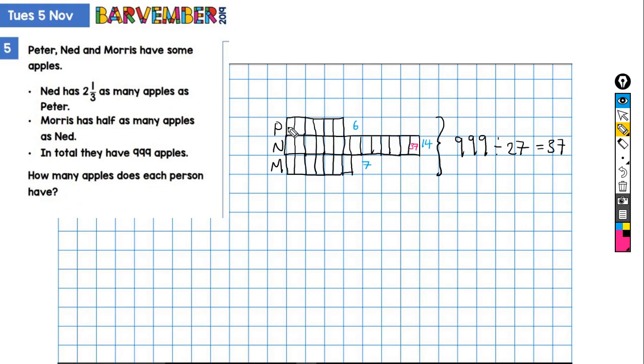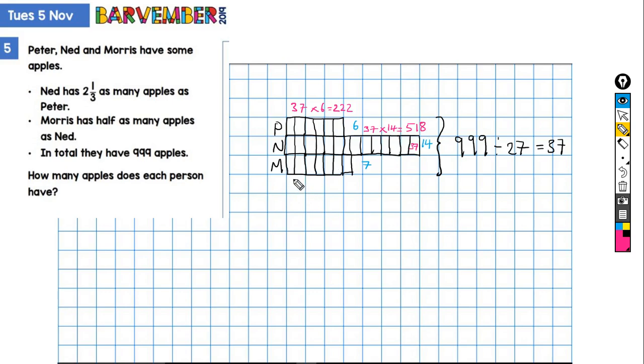Well, Peter's going to have 37 times 6, which gives us 222. And what about Ned? Well, Ned has 14 sixths, 14 of the 37. So we're doing 37 times 14. Obviously that's the whole of this. 37 times 14 gives us 518.